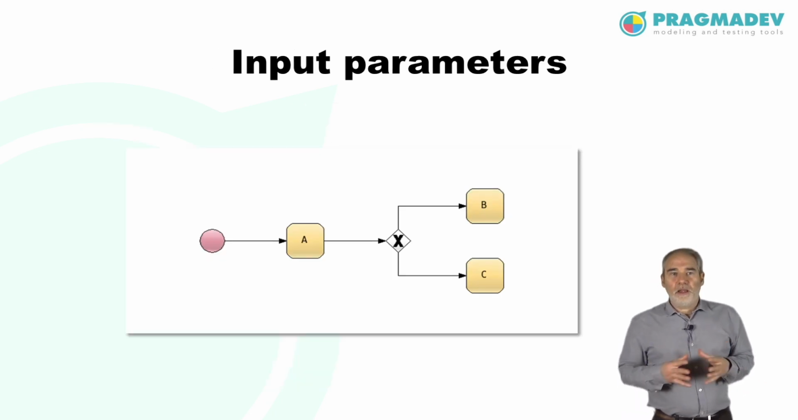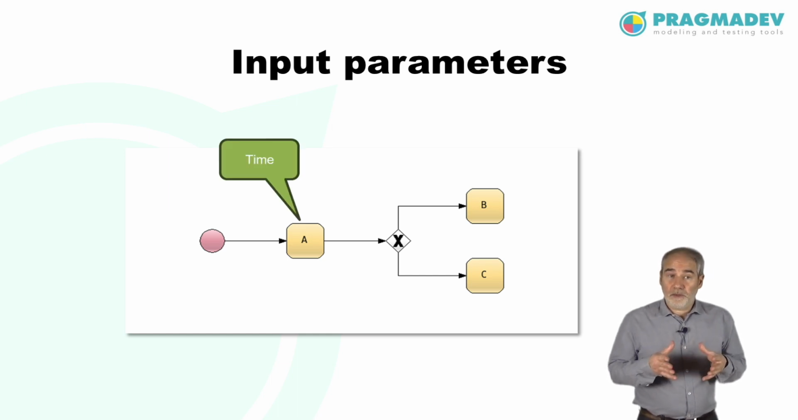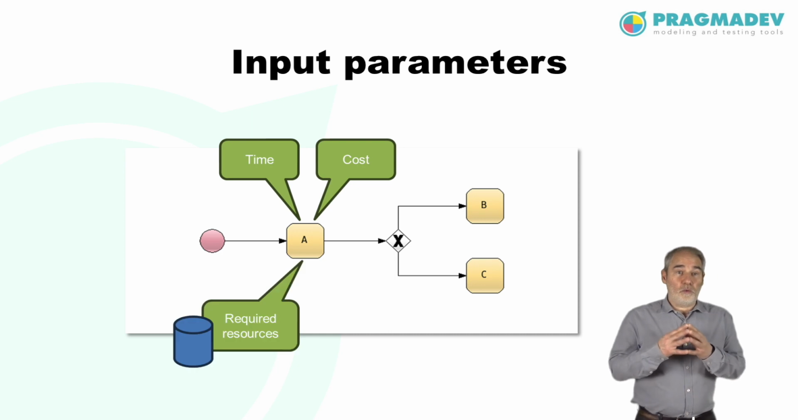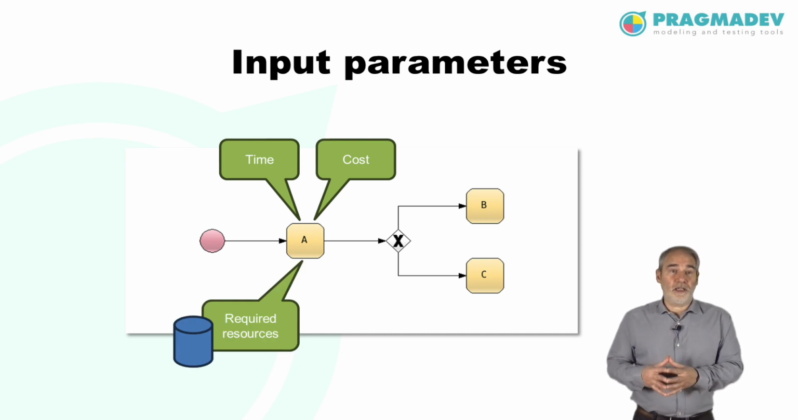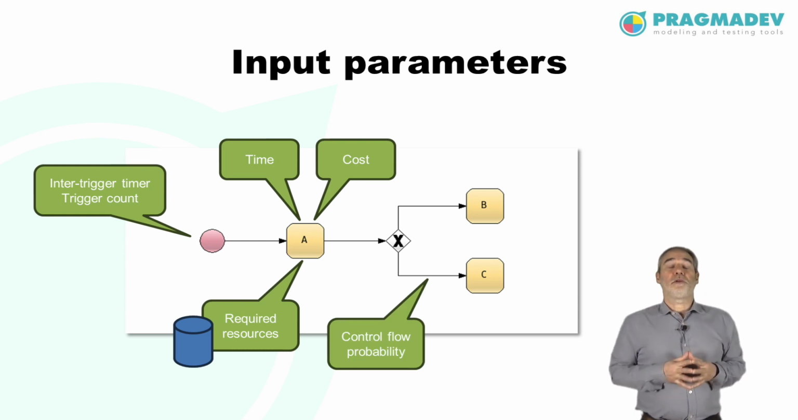To summarize, the possible input parameters in BPSim can define time, cost, resources required for an activity, as well as triggers for events and probabilities for control flows.